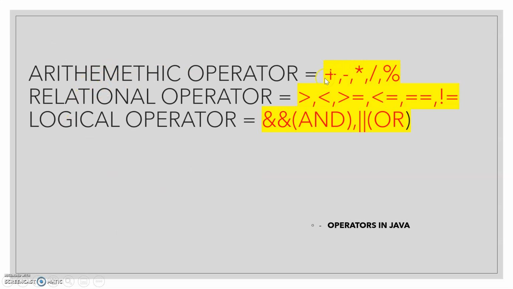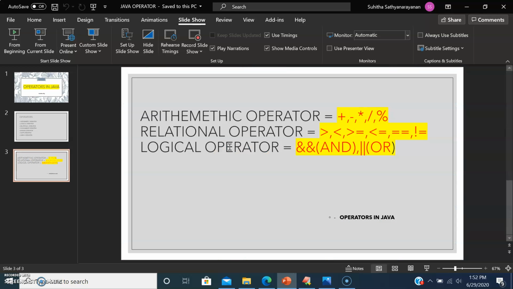Arithmetic operators are nothing but addition, subtraction, multiplication, division, and modulus. Relational operators and logical operators in Java are used for checking the conditions, whether true or false. So for that we have to use greater than, lesser than, greater than or equal to, lesser than or equal to, double equal to and not equal to. Logical operators are AND operator and OR operator. So these two operators are used for checking the conditions in Java. Let's see one example on this.